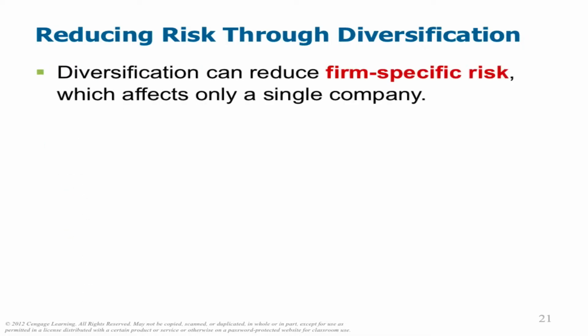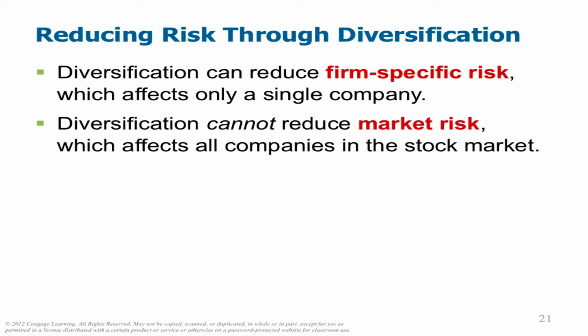All right. So diversification can reduce the firm-specific risk, meaning that if one insurance company diversifies, they reduce their risk. Okay? It can't reduce market risk, which is the risk across all insurance companies.